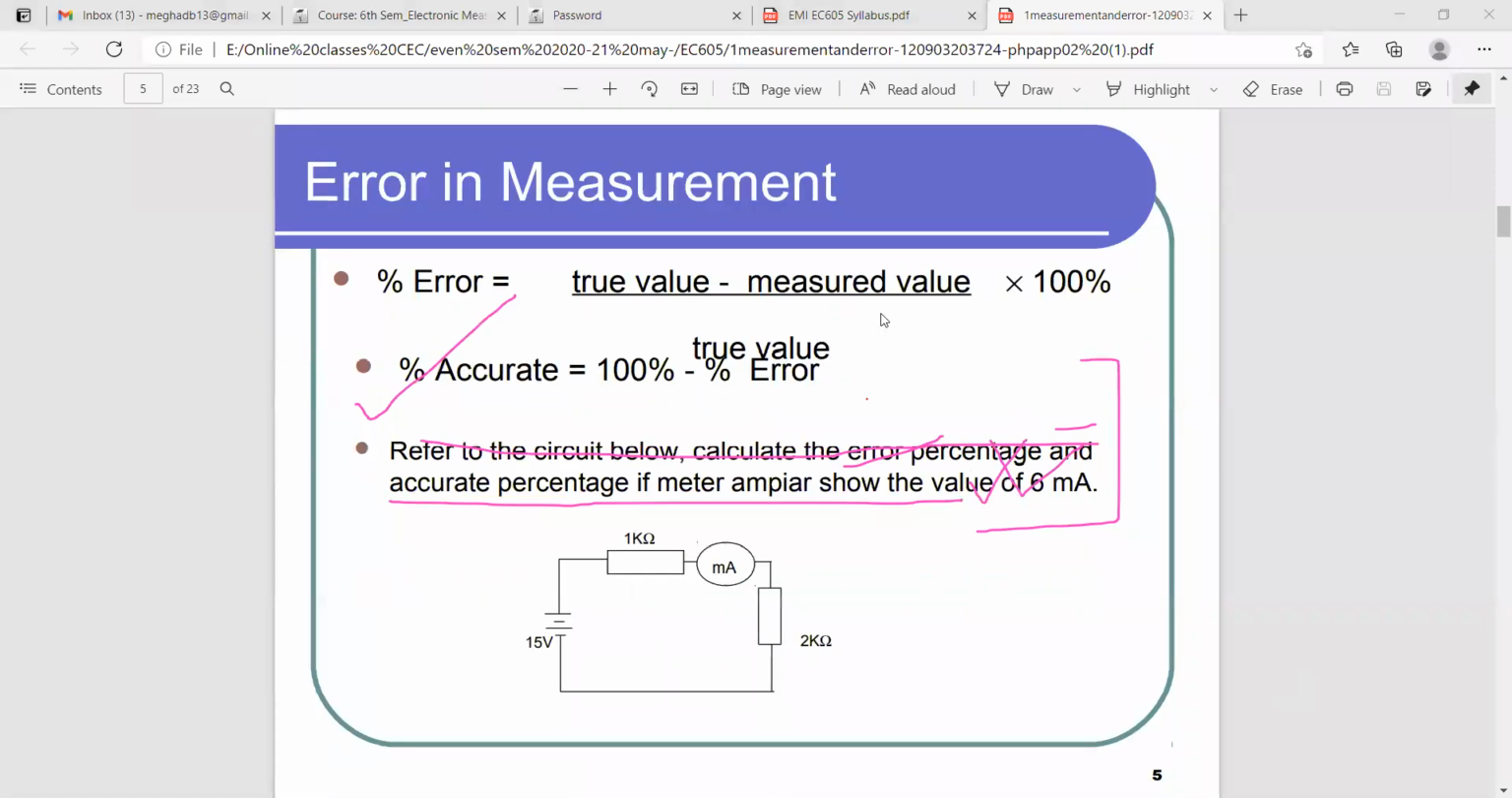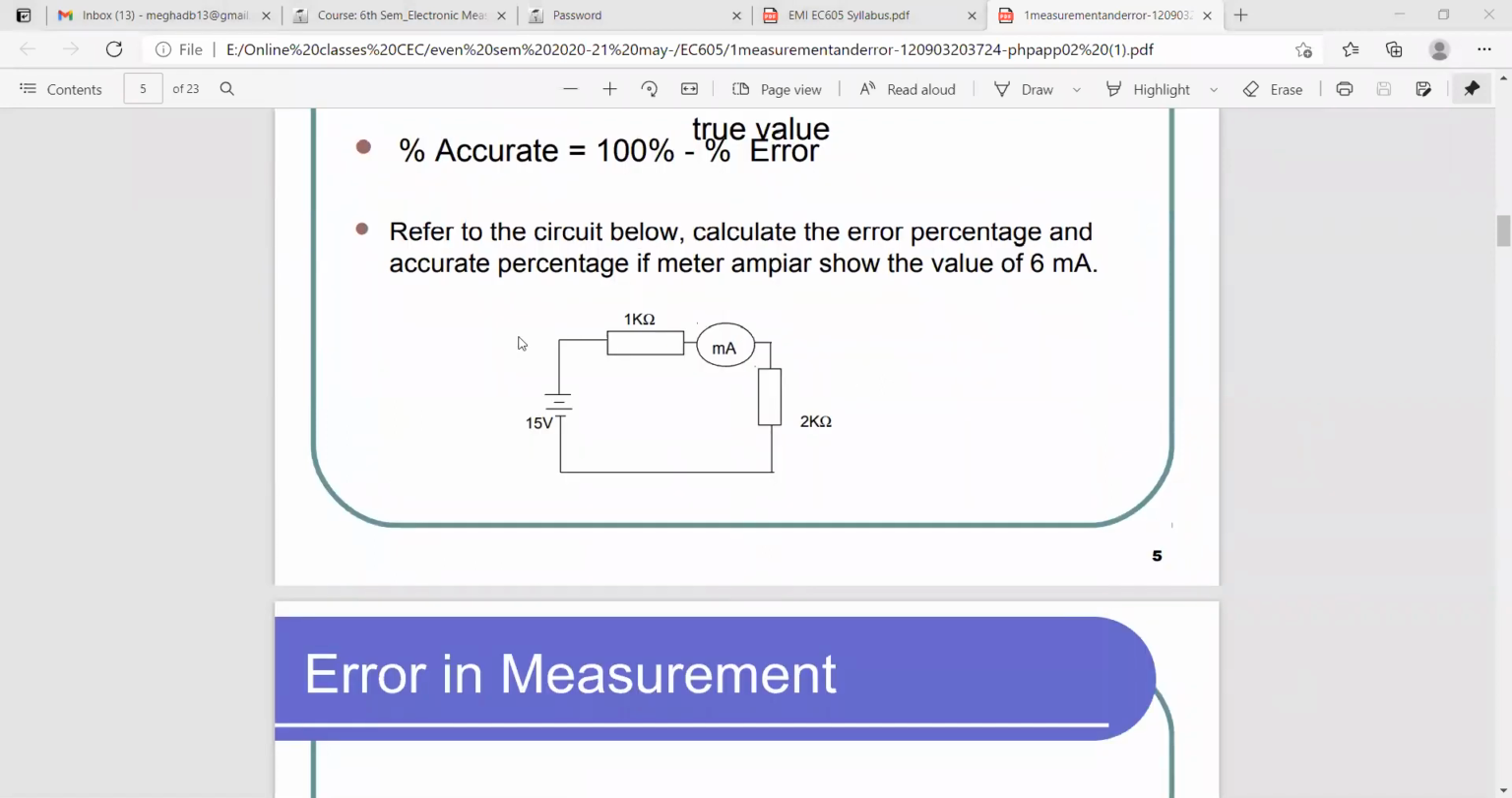Now, next, here a circuit has been given. See, refer to the circuit below. Calculate the error percentage and the accurate percentage if the meter ammeter shows a value of, this ammeter spelling is wrong, so don't get confused, 6 milliampere. I hope this figure is visible to you all.